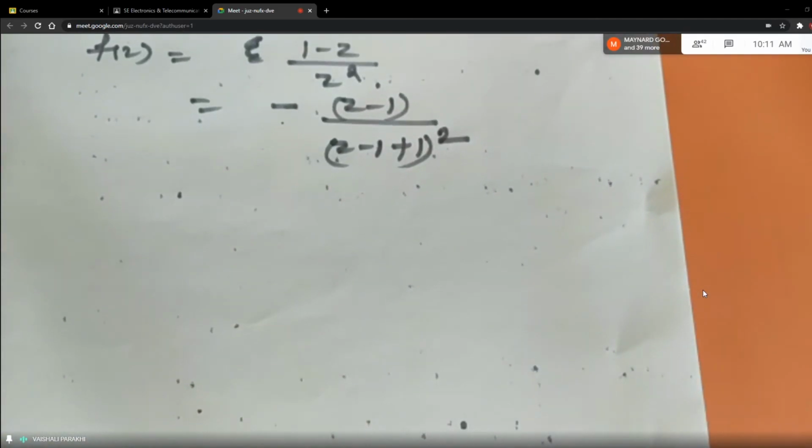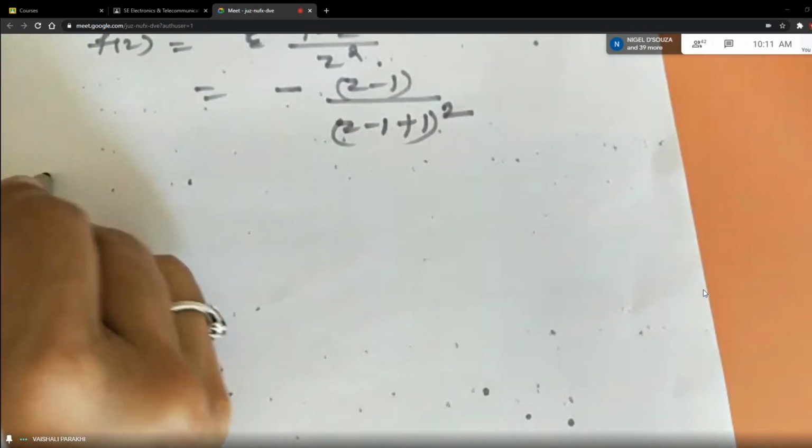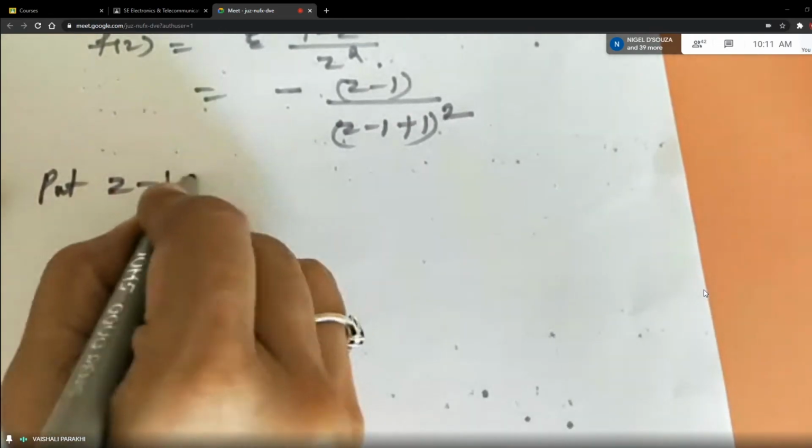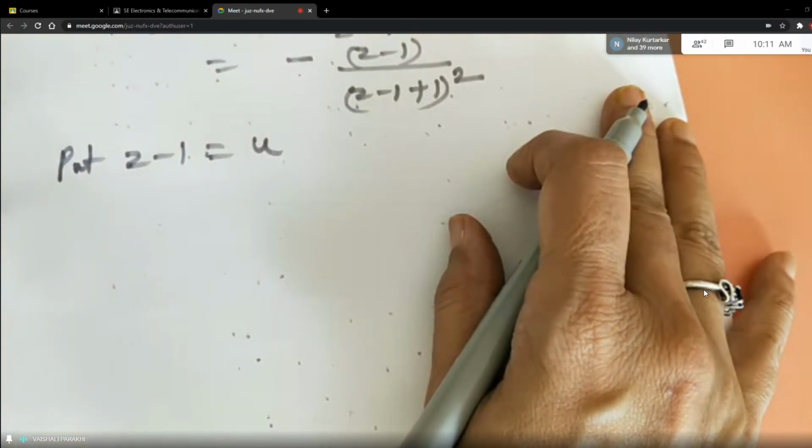Okay, did all of you understand this step? And why z minus 1 only? Because in the problem it is asked to expand the function in the powers of z minus 1. Okay, now see what I do. I substitute for z minus 1 as some u.